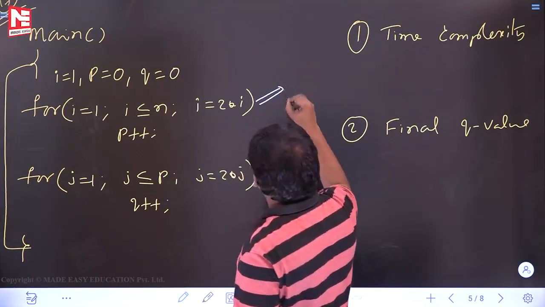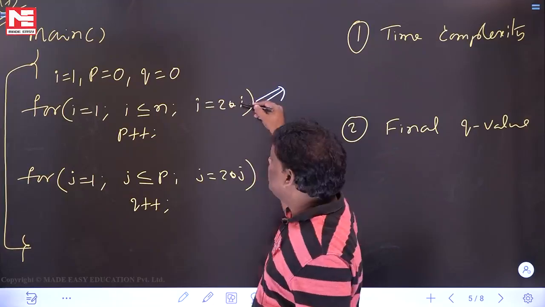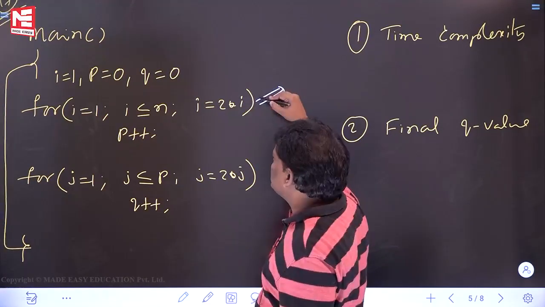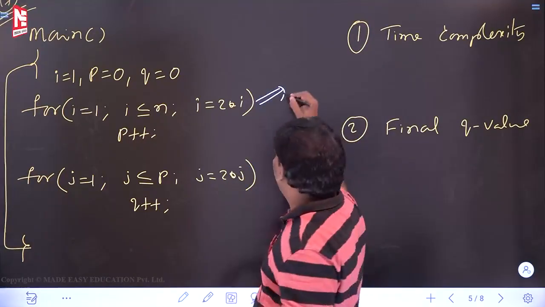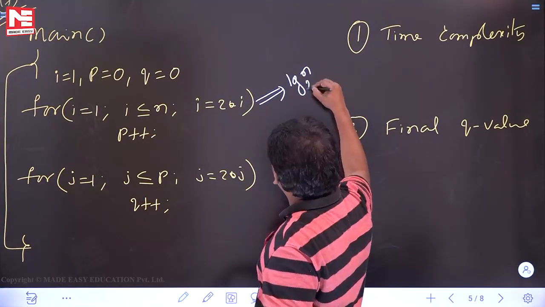You only say, always I value incrementing into 2, into 2, into 2. Then what is the answer? It is not plus 2, not n by 2. Always into 2. You know very well. What is the answer? Log n base 2.